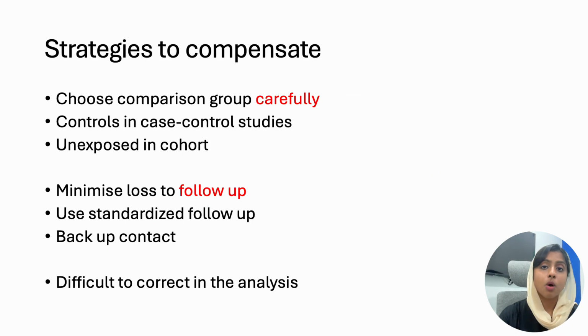So looking at the strategies to compensate, you need to carefully select the control group in a case control study and the unexposed group in a cohort study, because in a case control study, as we have seen, there needs to be a typical representation of the exposure distribution in the source population. And when it comes to cohort studies, again, you need to minimize the loss to follow-up. So you need to probably keep a backup contact, and you also need to have a standardized follow-up plan so that you have all the patients in the analysis and you don't lose many patients in the follow-up. This is very difficult to correct in the analysis, due to which you need to design your study in a way that the bias is less.